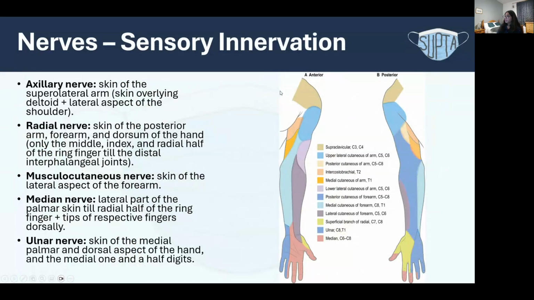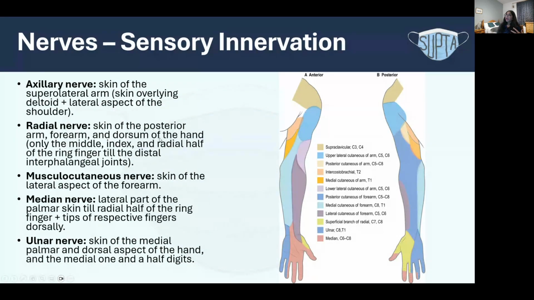I know this diagram does look a little scary, but the most important innervation to know is this part here, the hand, because as you can see, there's a very interesting fashion in which these nerves innervate. So let's start off simple, axillary nerve. Think of its location and think of where it supplies. It supplies the skin of the superolateral arm, so the skin overlying the deltoid and the lateral aspect of the shoulder. That's where your axillary nerve supplies essentially, okay?